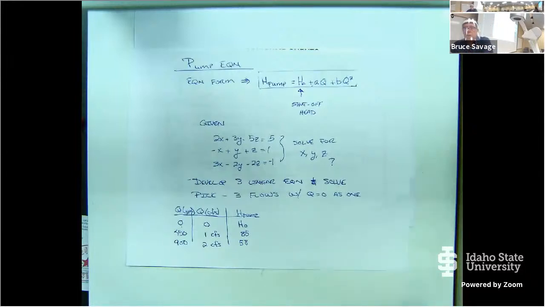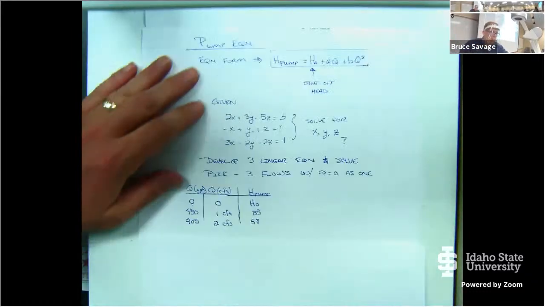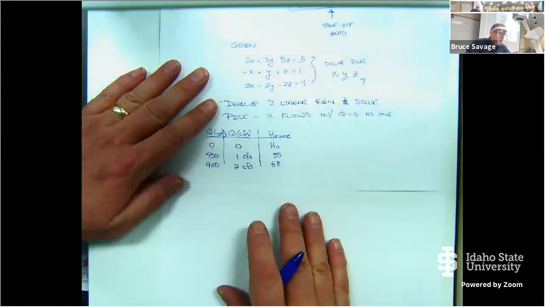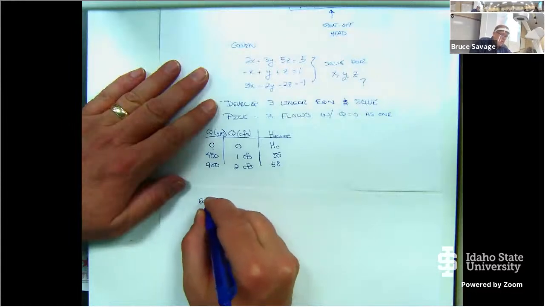Those are just 3 random points. Well, not so random, because the first one is always at 0, and the other 2 are around the location where I think my pump's going to operate. And note now, I can write 3 equations. So my equations become this.